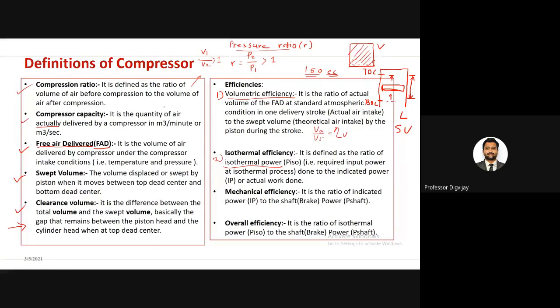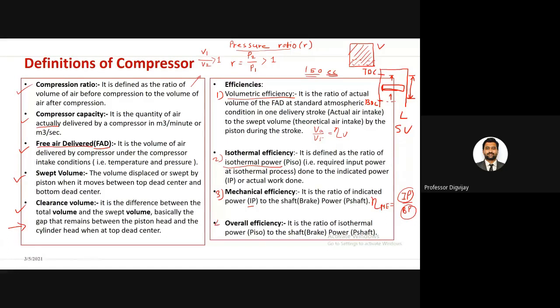The third here we have is mechanical efficiency. It is the ratio of indicated power, that is IP, to the shaft power, that is brake power. This mechanical efficiency you will also study in section 2 of IC engines. Mechanical efficiency is nothing but the ratio of indicated power to the brake power. Brake power is the amount of energy received. IP, the indicated power, is the amount of work done. So in a compressor, it is the ratio of indicated power to brake power.